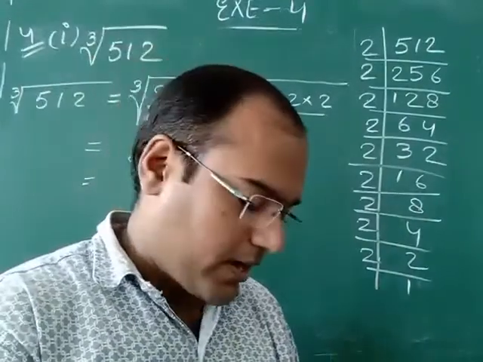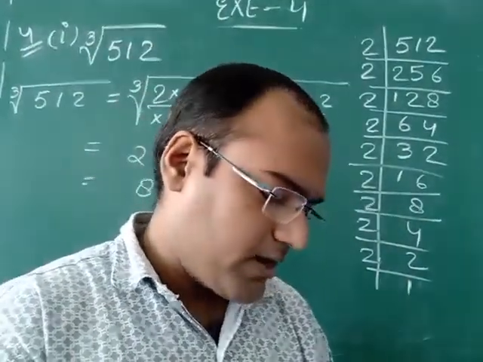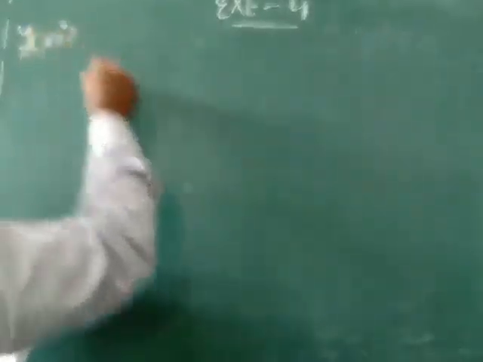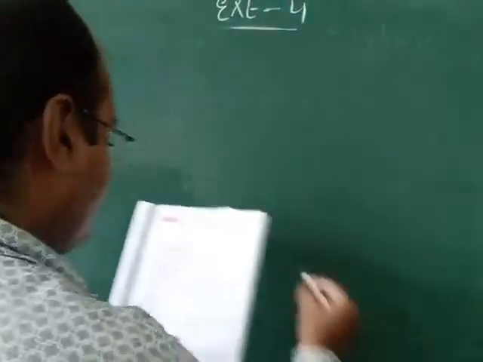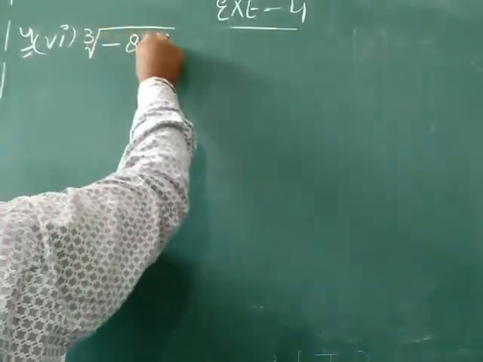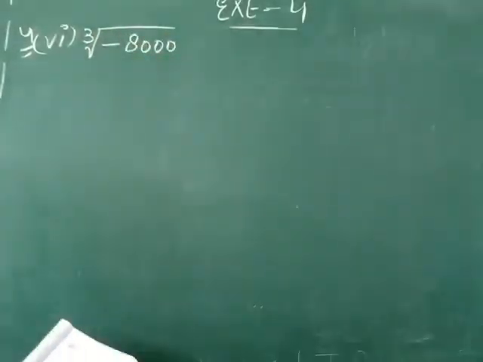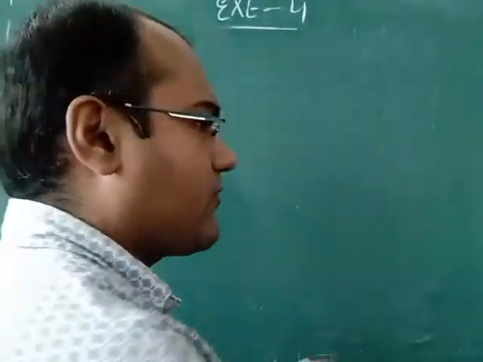Now see next part. Part number 6th. We have to find the cube root of minus 8000. Cube root of minus 8000. So first of all we will find the prime factor of 8000.